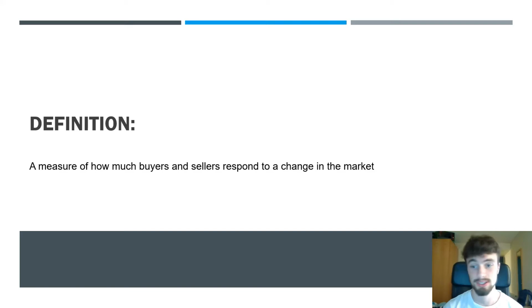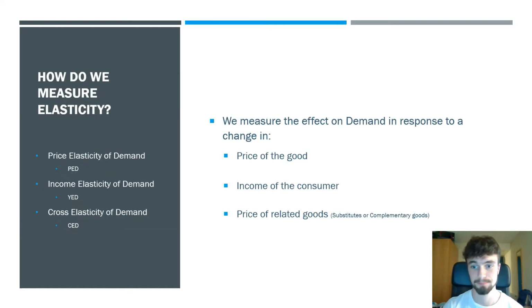So, what is elasticity? The definition of elasticity is a measure of how much buyers and sellers respond to a change in the market. How do we measure elasticity? Well, we measure the effect on demand in response to a change in either the price of a good, the income of the consumer, or a change in the price of related goods. So that can be either substitutes or complementary goods.